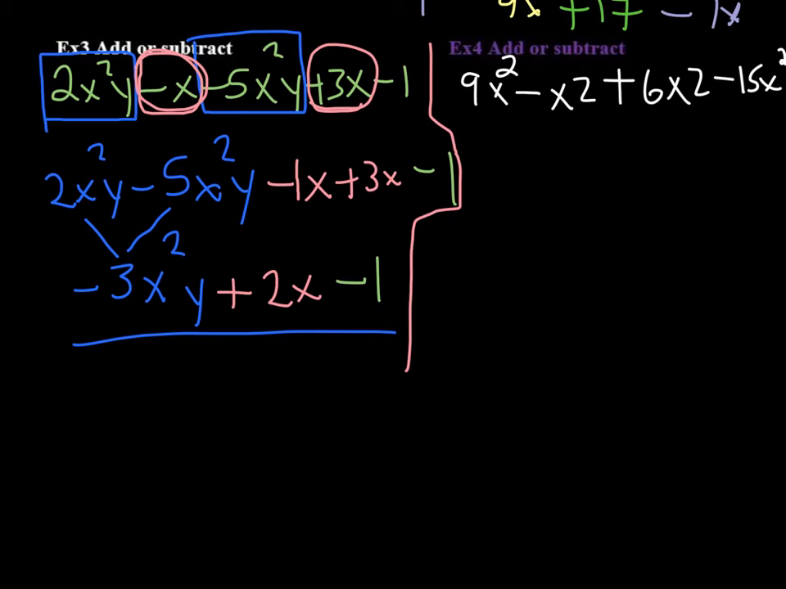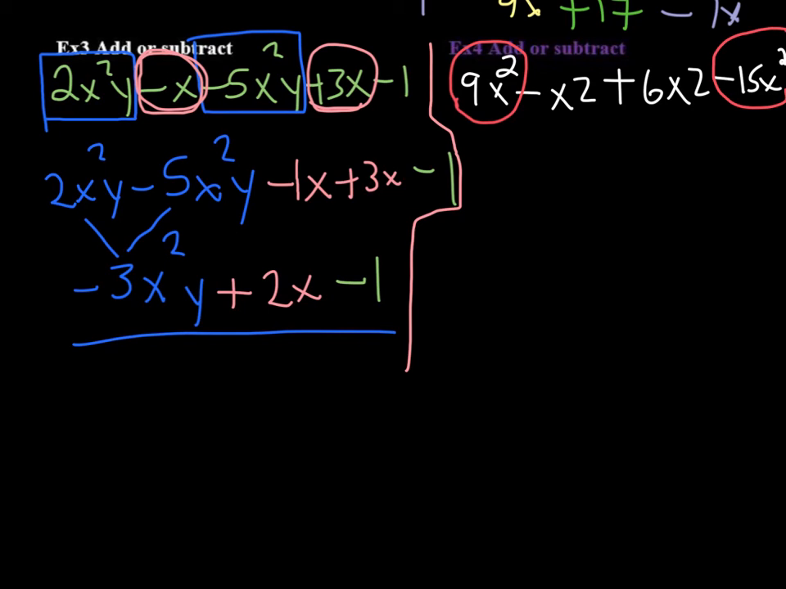So let's start with the 9x squared. I'm going to circle this one here. 9x squared. Let's keep on going. Let's see if we have another x squared. We have an x right here, but not a square. 6xz. No. Oh, here's one right here. So let's circle that. Negative 15x squared. Alright, let's keep on going.